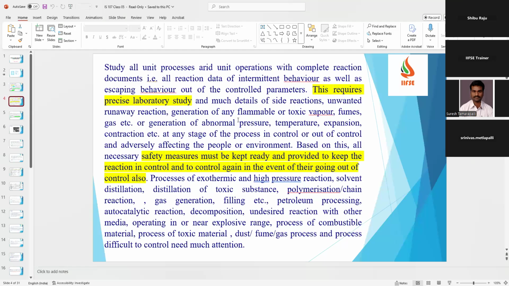So if there is excess pressure, or suddenly the reaction goes out of control, then it leads to an exothermic reaction, or sometimes the reactions will lead to exothermic reactions. When I say exothermic reactions, a lot of heat will be released, due to which the pressure will increase within the vessel.